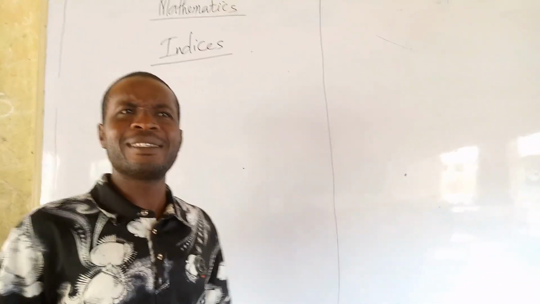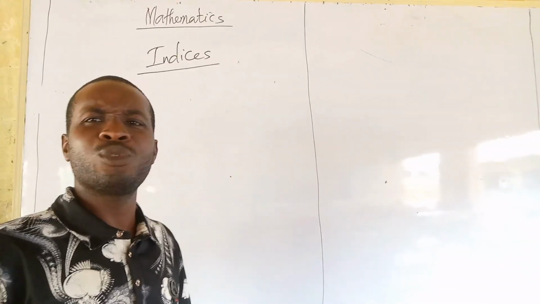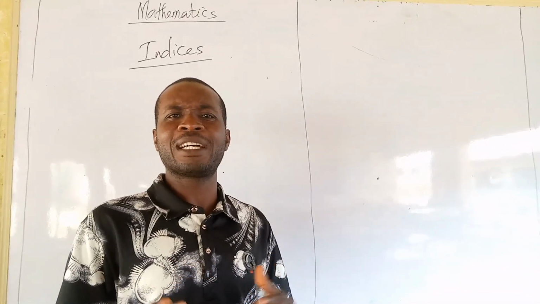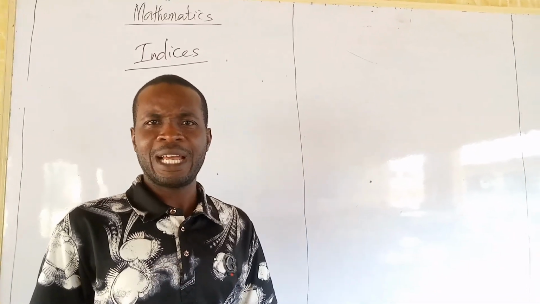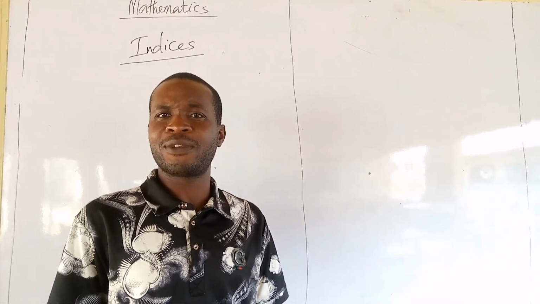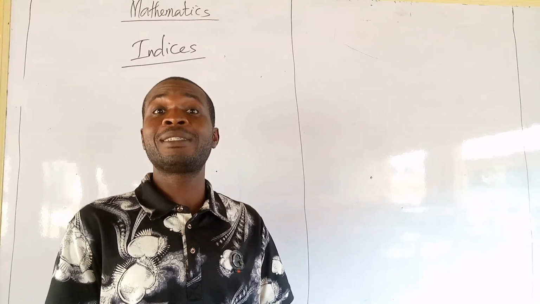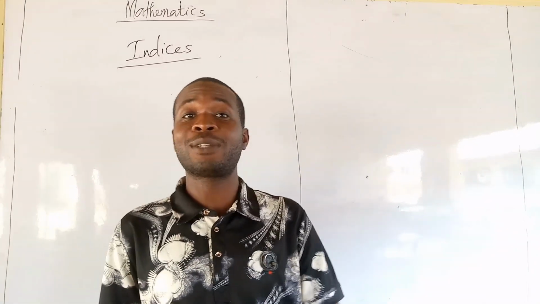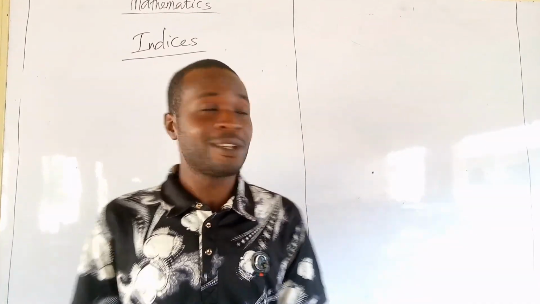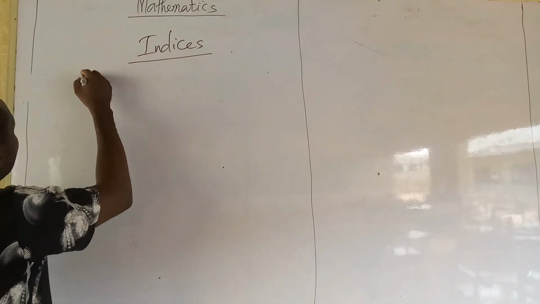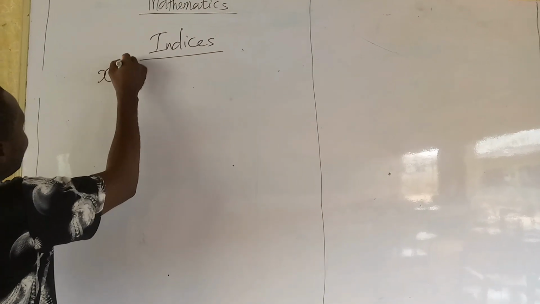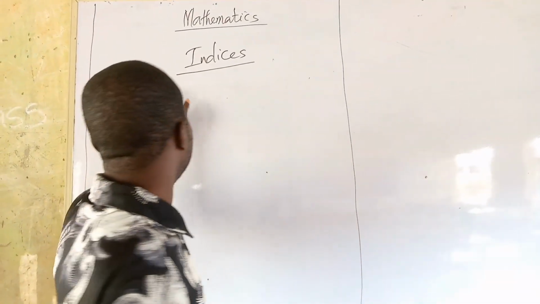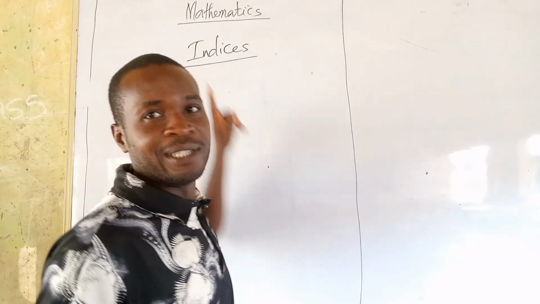So in indices, basically what we are trying to do is that we want to begin to look at powers. Actually, the word indices is taken from index. Indices is a plural for index, and index number in mathematics is referred to as power. So we have the base number. For instance, if you have something like x raised to power a, the base number is x, and the index number or the power now is a.